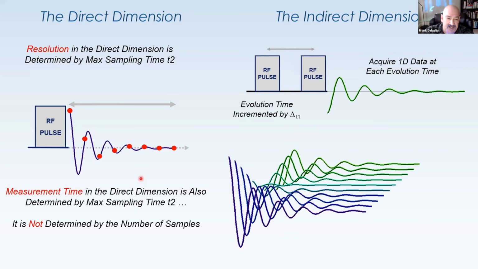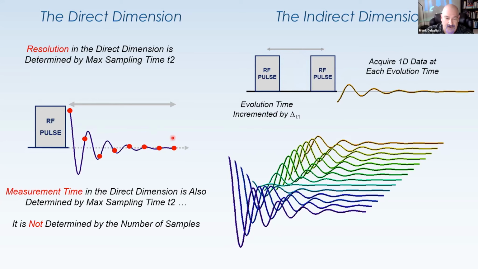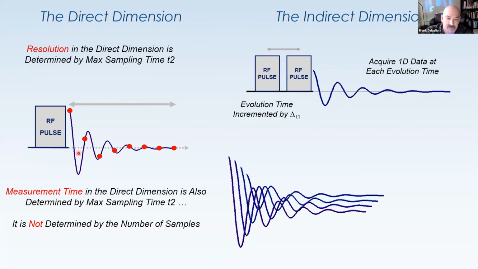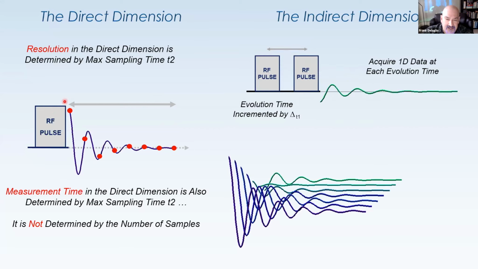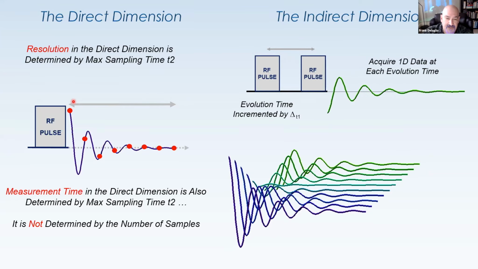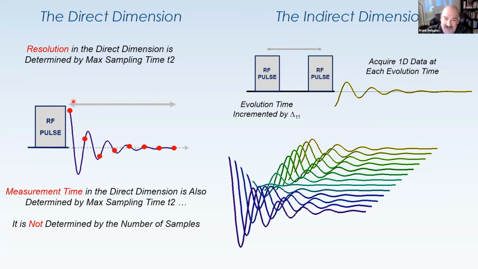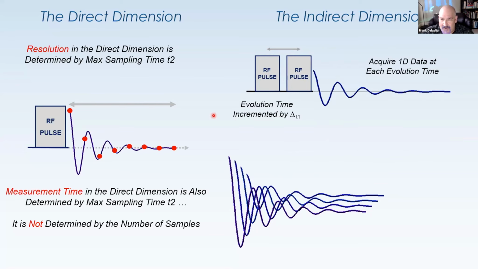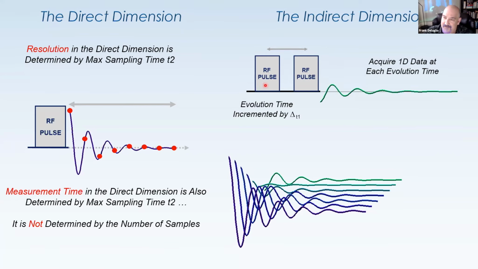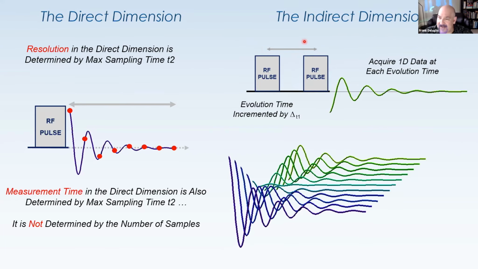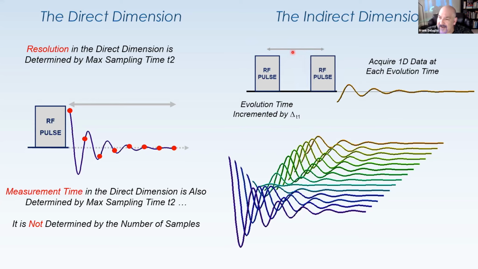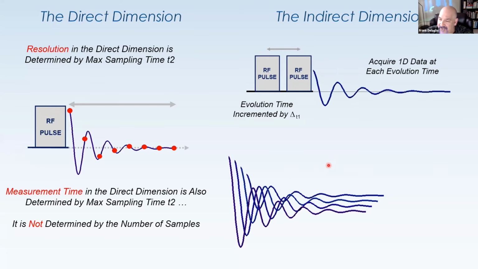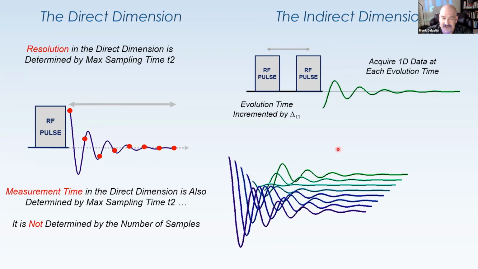Now, in the directly detected dimension, we have an RF pulse and we acquire a bunch of points. And the amount of time it takes to measure data in the directly detected dimension depends simply on this duration. So if this duration is a second, it takes a second whether we acquire 100 points, 1,000 points, or 1,000,000 points. But as we know, in a multidimensional experiment, we will have some collection of pulses which we vary in a systematic way. And for each one of these variations, we acquire another 1D spectrum, and that encodes information in the indirect dimension of this experiment.